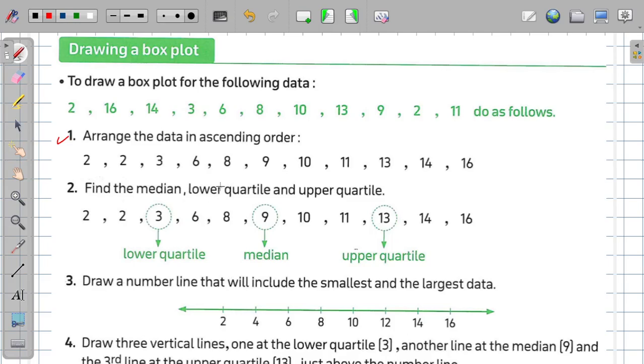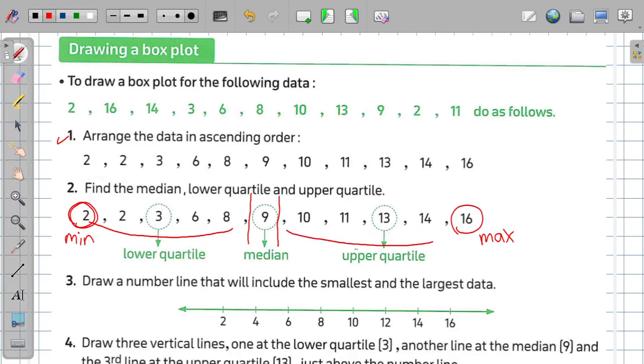After that, we will find the median, the lower quartile, the upper quartile, and the maximum and minimum values. Here, the minimum value and the maximum value are 2 and 16. First, we will find the median. So I have 9. I will cut the values here into two groups. This is the first group and this is the second group.